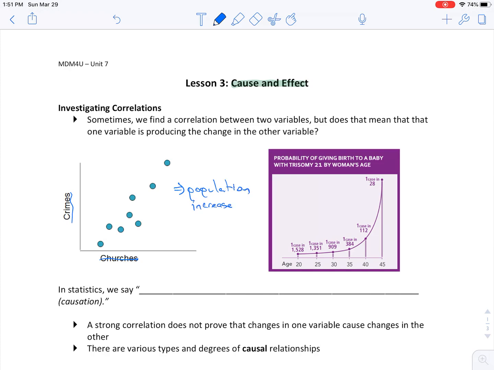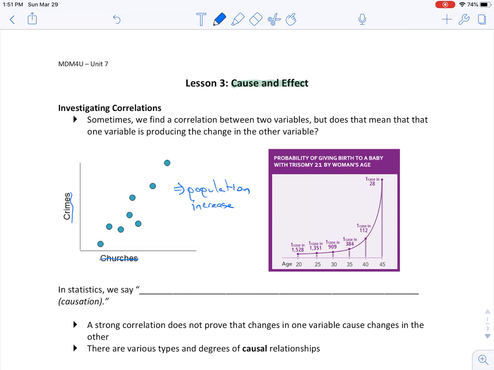A lot of people, especially in the media, like to look for connections between two things and see if one causes the other. But just because you see a correlation, it doesn't mean that there is a causation or a cause and effect.